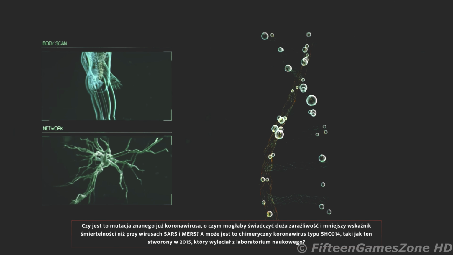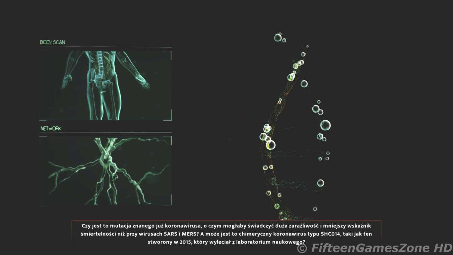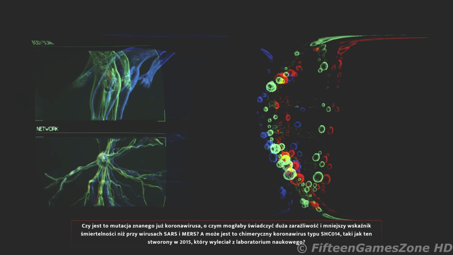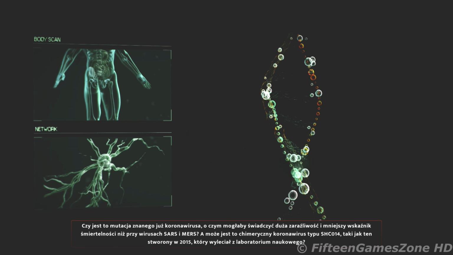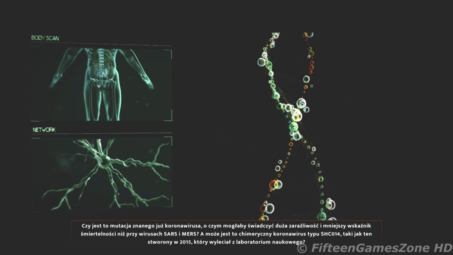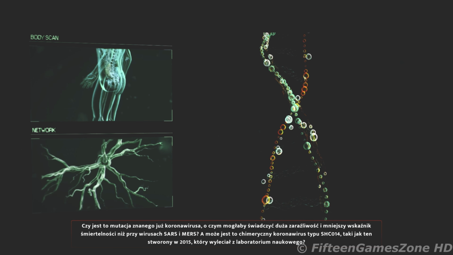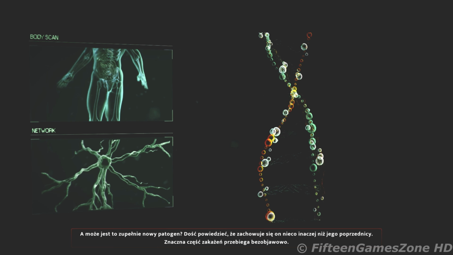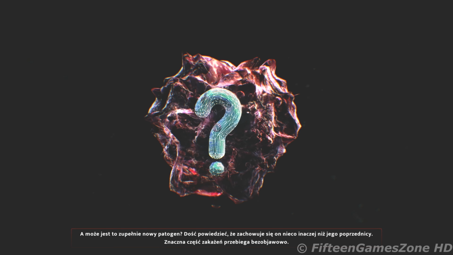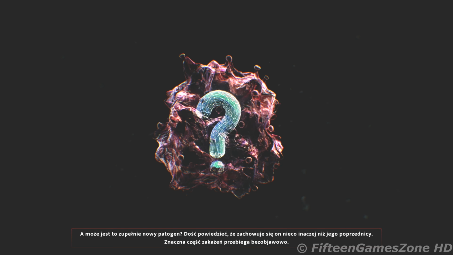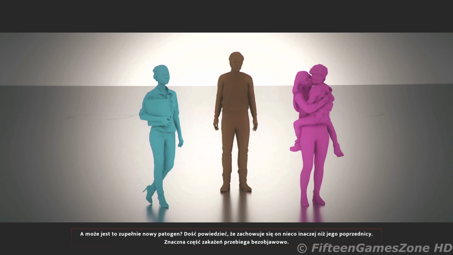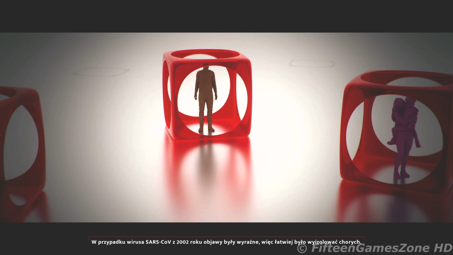Is it a mutation of the already known coronavirus, as evidenced by the high infectivity and lower mortality rate than with SARS and MERS viruses, or a chimeric SHC-014 type coronavirus, like the one created in 2015 that escaped from a scientific lab? Or maybe it is a completely new pathogen? Suffice it to say that it behaves slightly differently than its predecessors. A significant proportion of infections are asymptomatic.